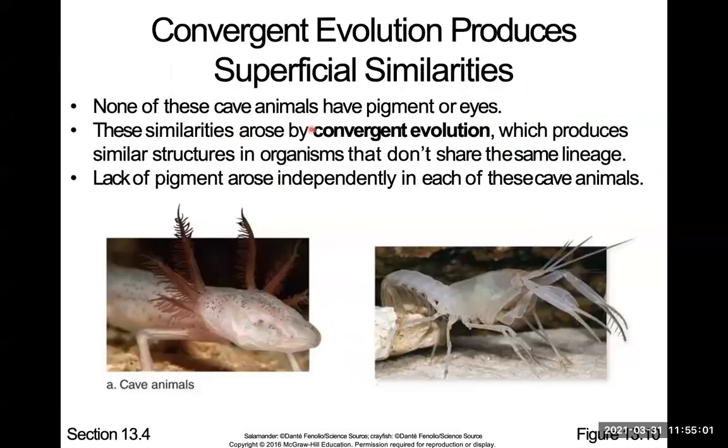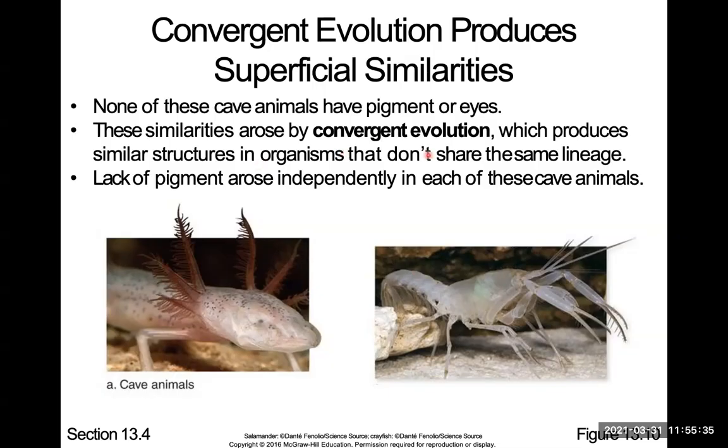This is another example here. There are cave animals, they don't have pigment or eyes because it's really, really dark in the cave. If you're living in the cave, you cannot see anyway, so you don't want to spend any energy on making eyes. So these cave animals, this is an amphibian, salamander, and this is a different group, crustacean. They don't have eyeballs, both of them. But this is not because they had the same ancestor. This is because they live in a similar environment.